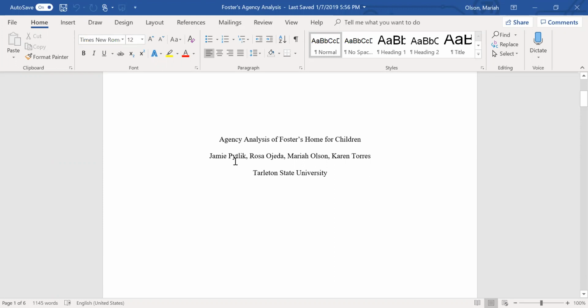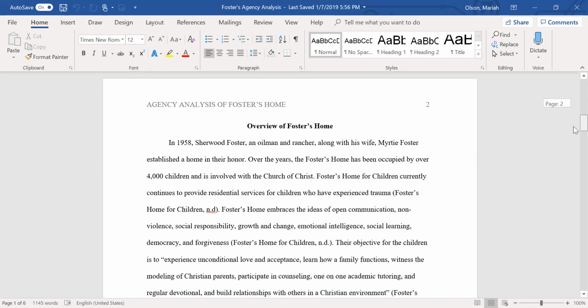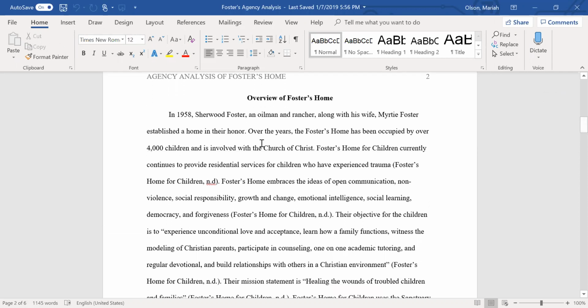Then for the names, make sure that your group leader's name is first, and then the next group members will be in alphabetical order. So Jamie's our group leader, and then Rosa, Mariah, Karen, those are in alphabetical order by last name, and then Tarleton State University underneath that. Let me come down to the first page of our agency analysis. Again, in the header, it's your title in all capital letters, "Agency Analysis of," whatever your group is, and the page number. You'll start with the very first section, which is "Overview of," and whatever your group's name is.